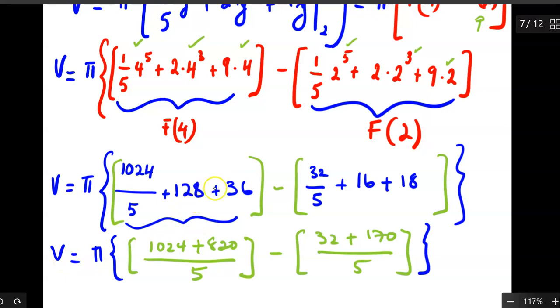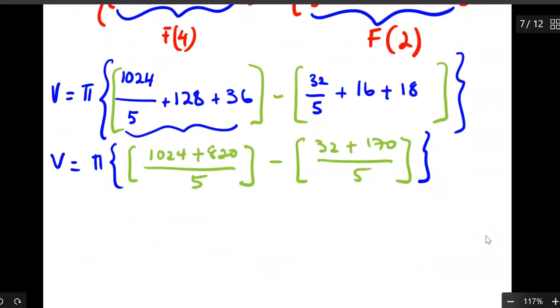So at this point, I don't want you to start working with your decimal, so make sure that you familiarize yourself with the fraction. Now over here I have 16 plus 18. Okay, 16 plus 18 equal to 34, and I multiply that by 5, so it becomes 170, so I have the common denominator of 5.